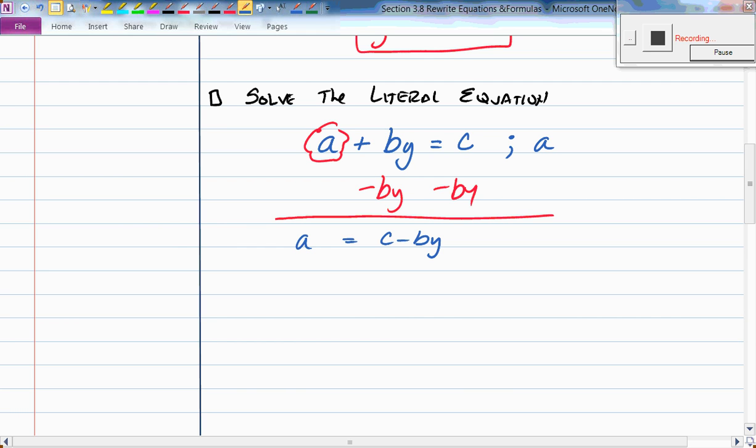Are those like terms, c and by? No. Why are they not like terms? Because they're not the same what? Starts with a v. Not the same variable, and they don't have the same what? Exponent. Very good. Nicely done.